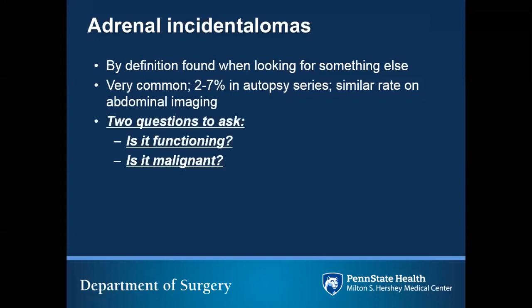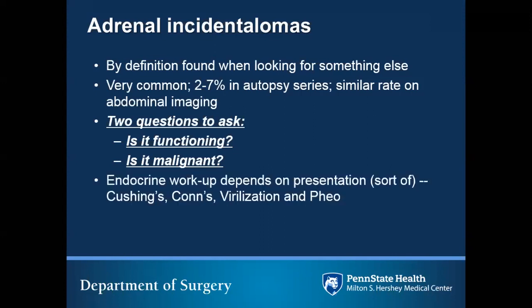The question to ask in my mind is, does it need to come out? And how do I make that determination? I break that into 2 questions. Is it functioning? And is it malignant or worrisome for malignancy? The details of the endocrine hormone workup sort of depend upon the presentation. I say sort of because in my practice, I generally do a fairly thorough serologic screening of the adrenal hormone levels, regardless of symptoms, because each of these, whether it's cortisol producing or aldosterone producing or even a pheochromocytoma, can be asymptomatic lesions. So I generally do a fairly thorough biochemical evaluation, although you could make arguments for targeting it based upon the patient's specific history.